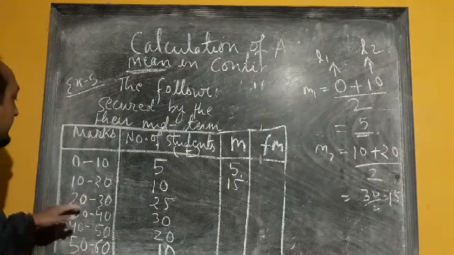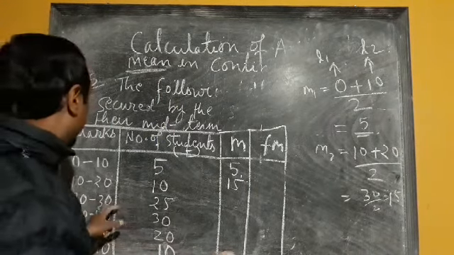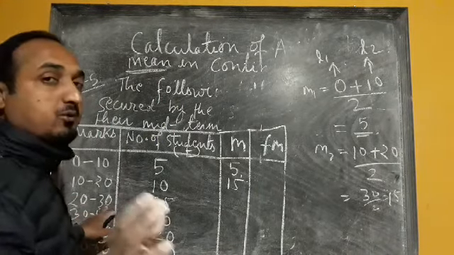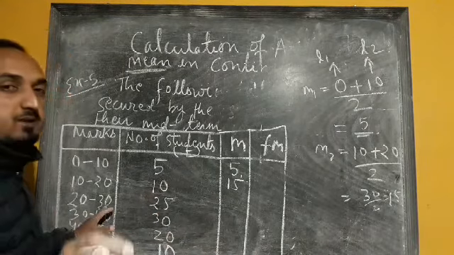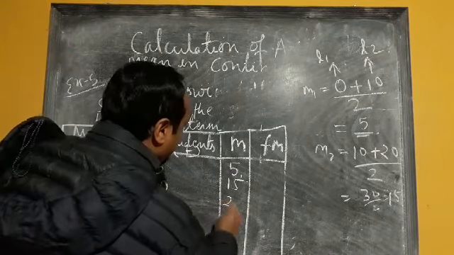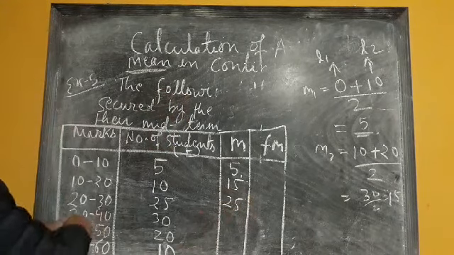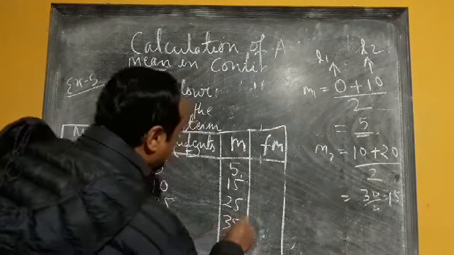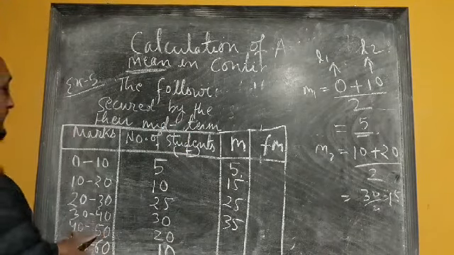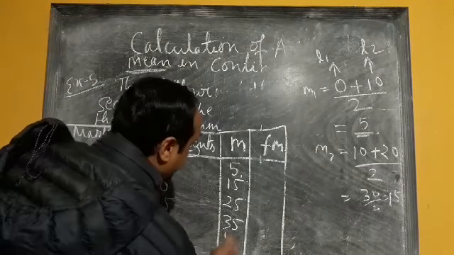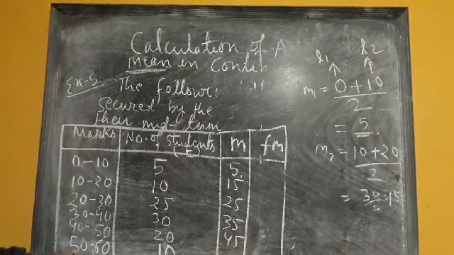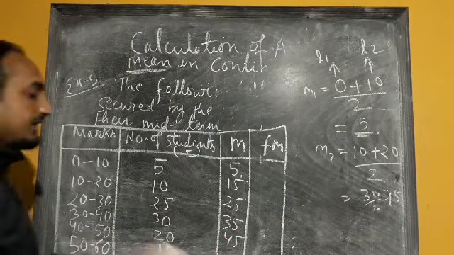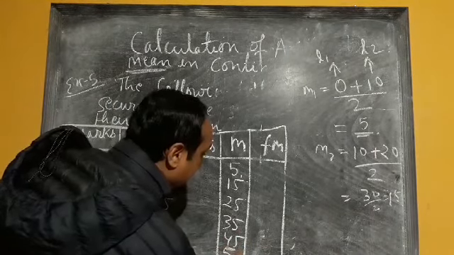Similarly, for 20 and 30, what will be the mid value? 20 plus 30 is 50, 50 divided by 2, we have 25. Next, 30 plus 40, 70, 70 divided by 2, we will get 35. Next 40 plus 50, 90, 90 divided by 2, we will get 45. Next 50 plus 60, 110, 110 divided by 2, we will get 55.